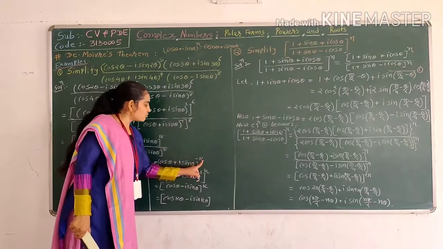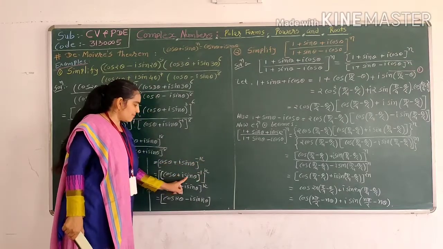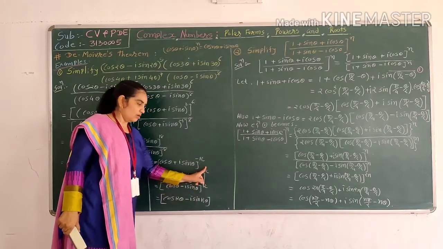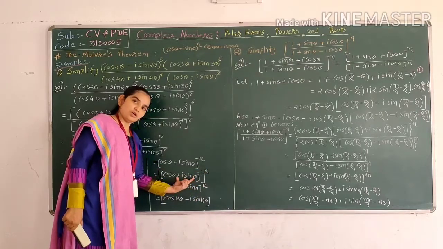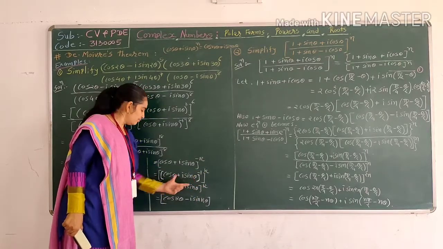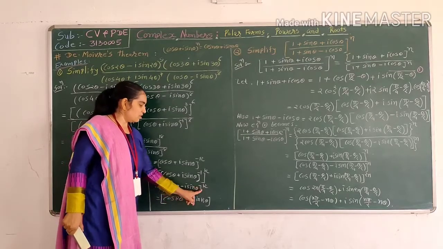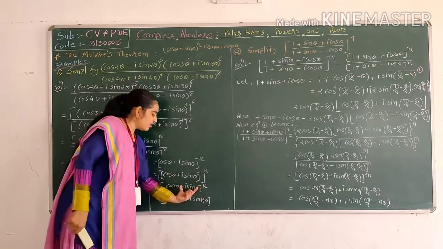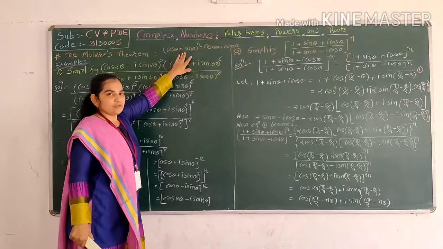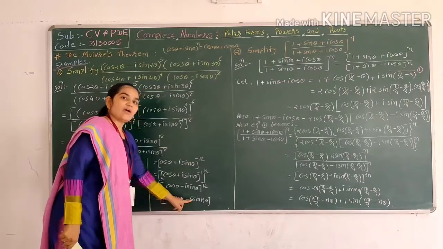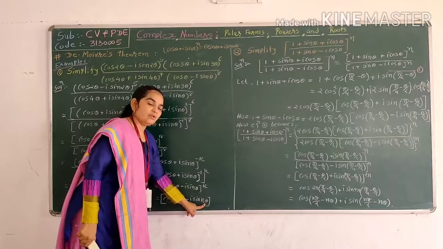Now −12 we can write as ((cos θ + i sin θ)^−1)^12. Now we have to use the corollary of De Moivre's theorem: (cos θ − i sin θ)^12. Now we have to use De Moivre's theorem. Therefore cos 12θ − i sin 12θ.